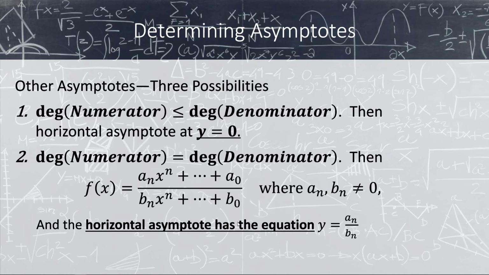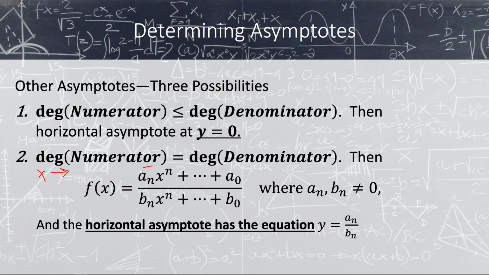Okay, well, what about other asymptotes? Well, it turns out that if the degree of your numerator is less than the degree of your denominator, you will always have a horizontal asymptote at y equals 0. If the degrees are the same, then you will have a horizontal asymptote at the ratio of the leading coefficient in the numerator and the leading coefficient in the denominator. And if you think about it, it kind of makes sense. For example, suppose here that x goes to infinity.